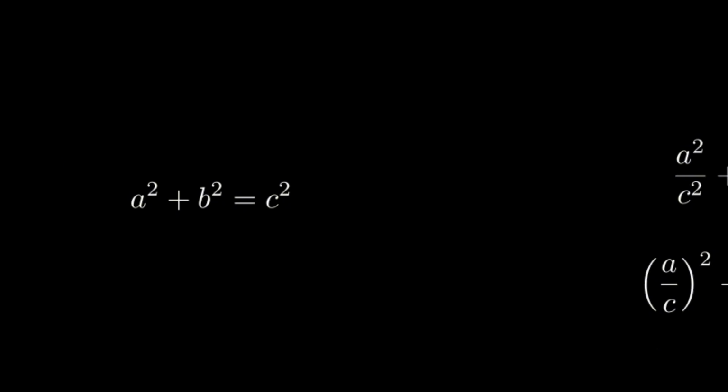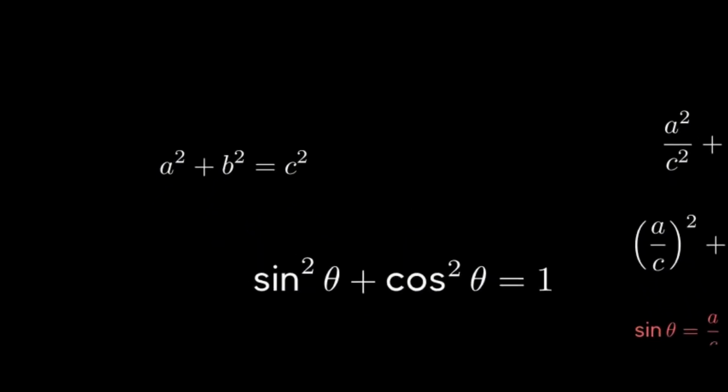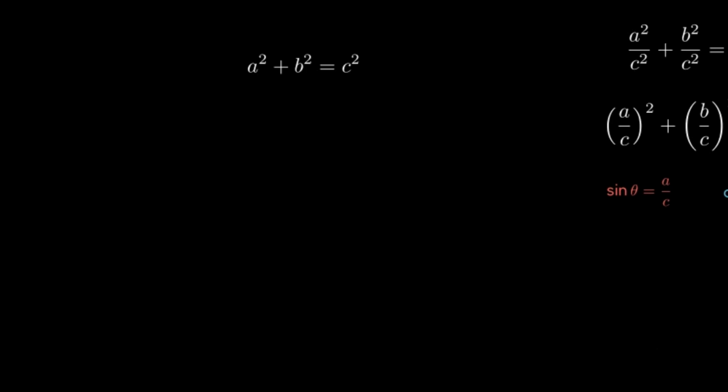Now here's where trigonometry comes in. In a right triangle, we define sine of theta as the ratio of the opposite side to the hypotenuse, which is a over c, and we define cosine of theta as the ratio of the adjacent side to the hypotenuse, which is b over c. When we substitute these trigonometric relationships into our equation, we get sin² plus cosine² equals 1. This fundamental relationship is known as the Pythagorean identity, and it works for any angle theta.